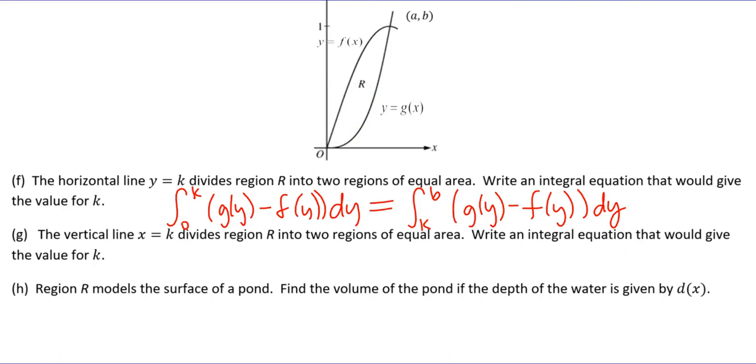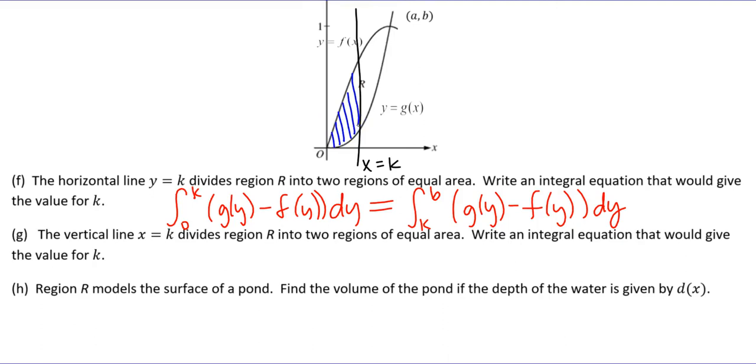All right, part G, the vertical line, x equals k, divides the region R into two regions of equal area. Write an integral equation that would give the value for k. So again, let's eyeball the line x equals k that divides that region into two equal areas. Again, I want the region to the left of that line to equal the region to the right of that line. And in this case, I will fill in going top minus bottom, so that would be in terms of what? In terms of x.